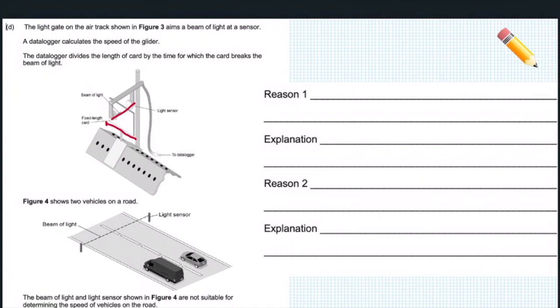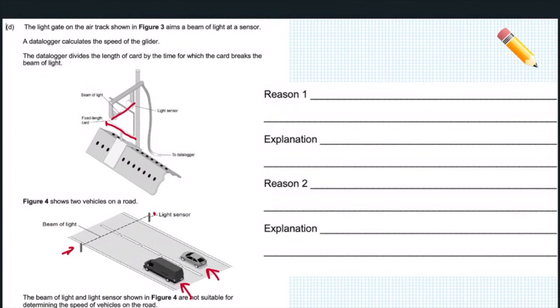Figure 4 shows two vehicles on a road, and we've got a light sensor and a beam of light coming from this emitter. The beam of light and light sensor shown in figure 4 are not suitable for determining the speed of vehicles on the road. Give 2 reasons why they are not suitable and give an explanation for each reason.